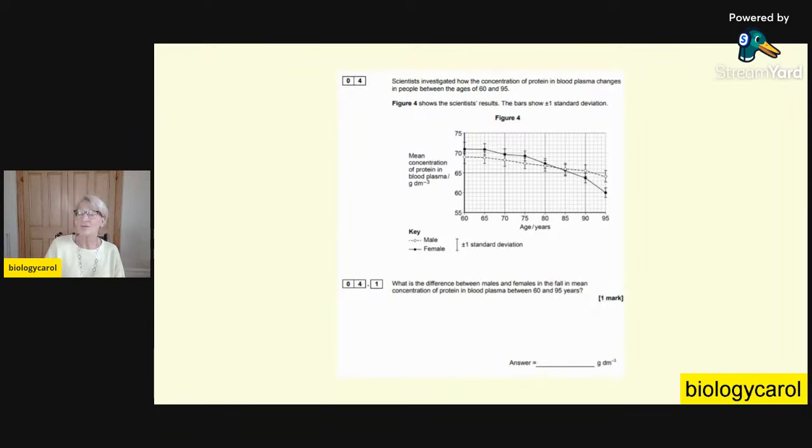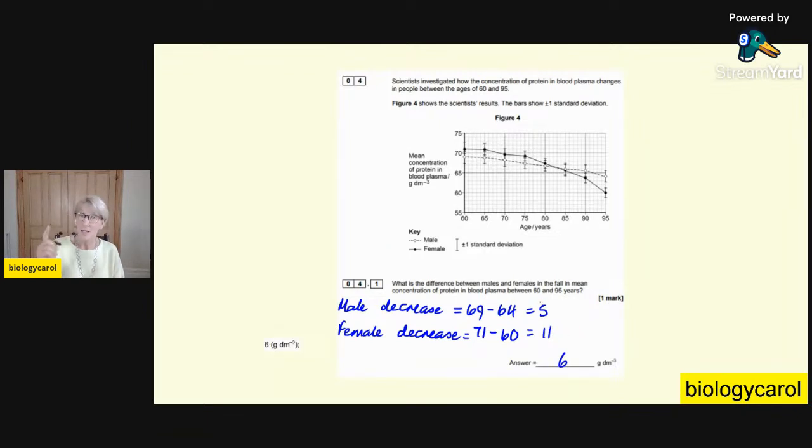What is the difference in the decrease between males and females, going from 60 to 95 years. So we've got to work out the male decrease first, and that is 5 grams per decimeter cubed. Female decrease goes from 71 down to 60, and that's 11. The difference, maths ain't hard, 6. This was all about reading the question carefully and working out what they wanted you to do, because clearly this maths isn't tricky.